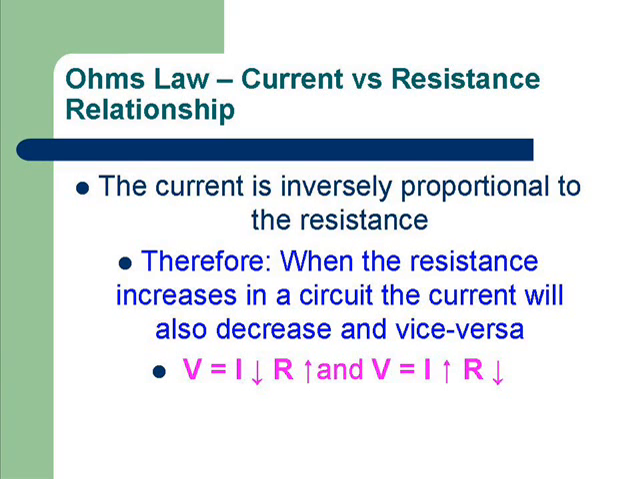The second relationship is current versus resistance. The current is inversely proportional to the resistance. This means that when the resistance increases in a circuit, the current will decrease, and vice versa. You can see this in the mathematical formulas on the slide.